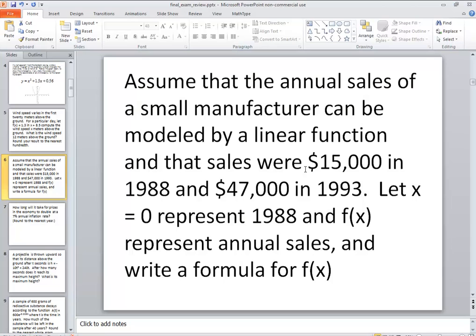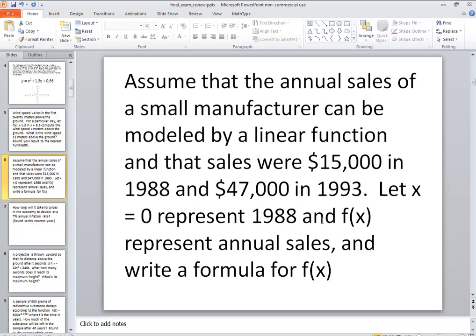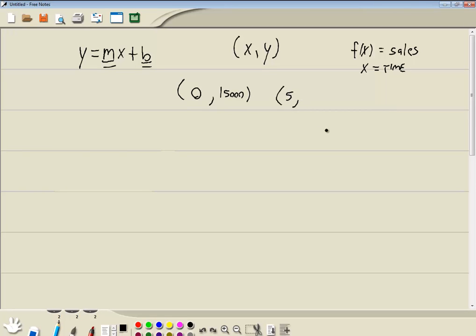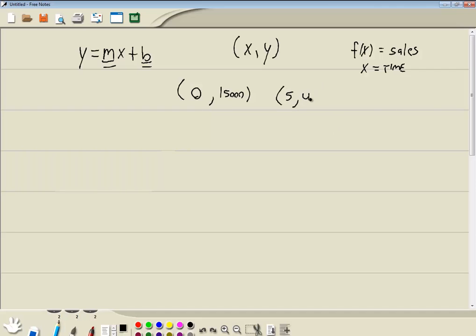In 1988, the sales were 15,000. So this would be 0, 15,000. Then they tell us we went from 1988 to 1993. Think of the passage of time. Total number of years that have gone by is 5 years. So I'm going to put 5 in for the time. And then it tells us that in 1993 it was 47,000 for the sales. Okay, well those are our 2 points.